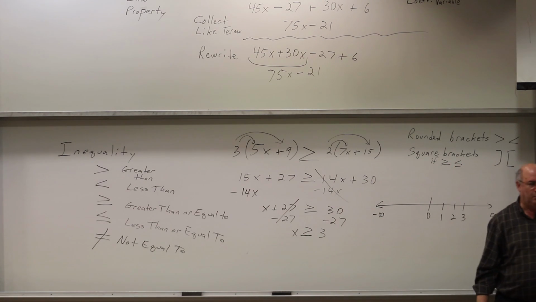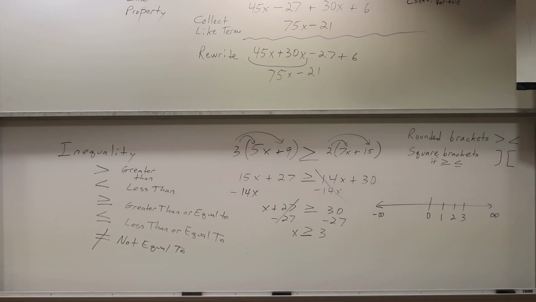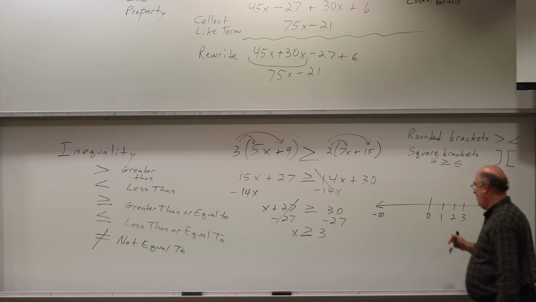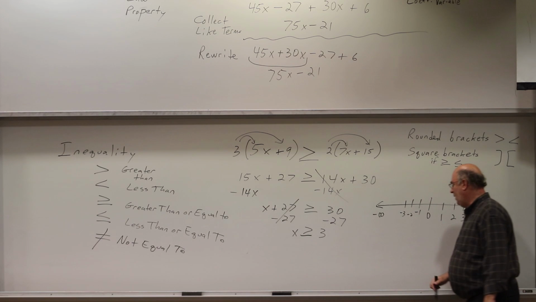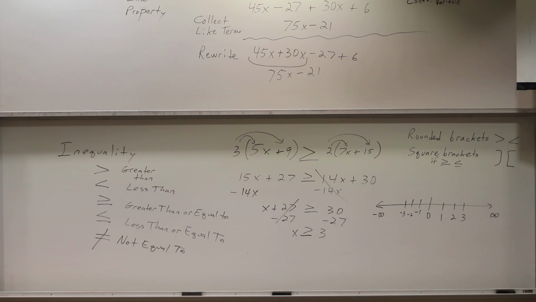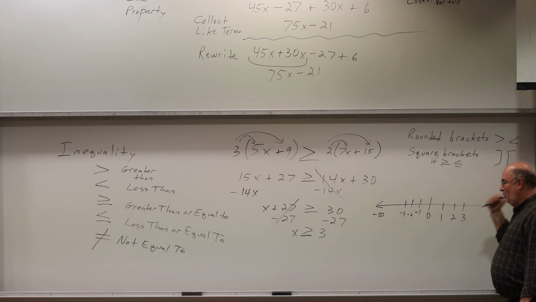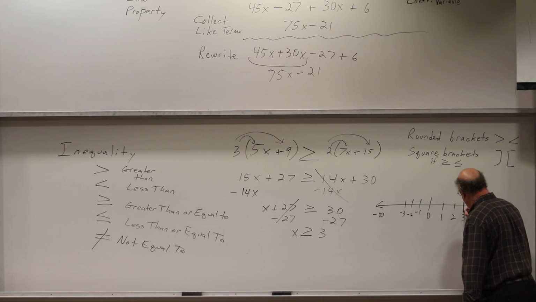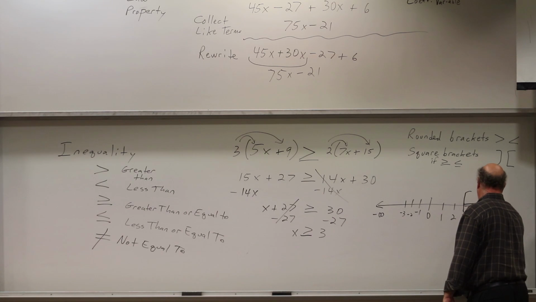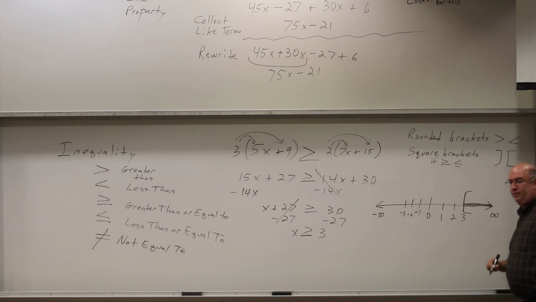The number line has been around a long time. Positive numbers on the right, negative numbers on the left. X is greater than or equal to 3. We're on the right-hand side of the number line. 3 is now officially included, so it gets a squared bracket, and all the numbers are going to the right. Greater than goes right. So we put a square bracket here, and then fill in the rest, and it goes to infinity.